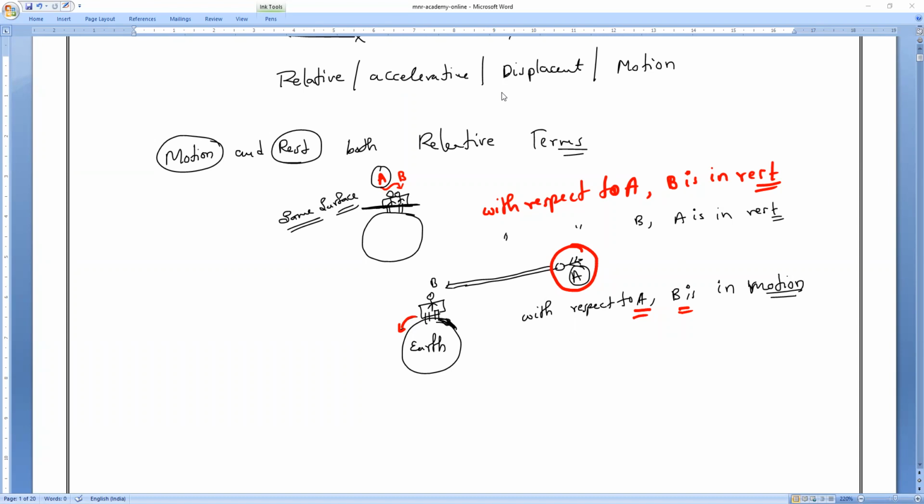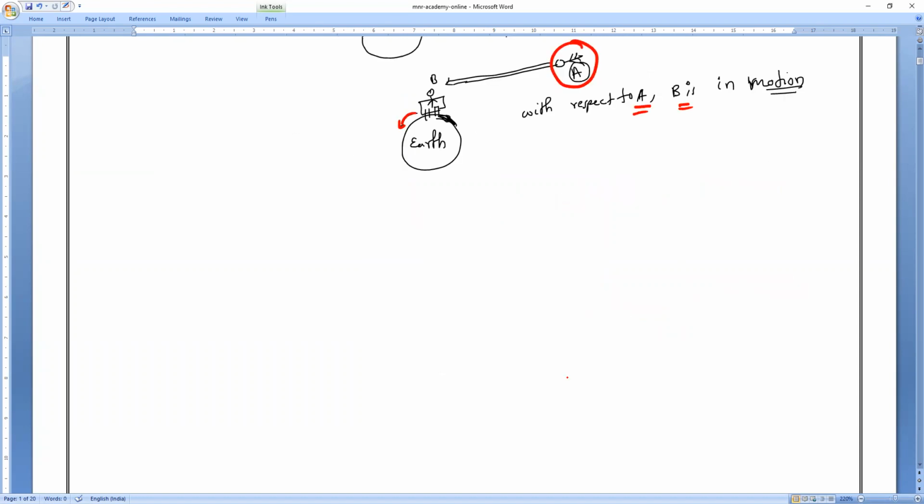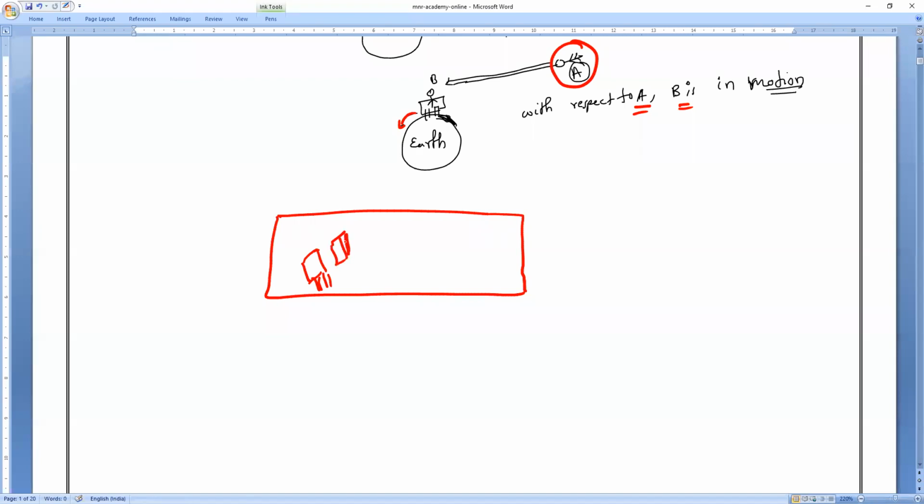Okay. So now let us take one more example so that you all understand. Let me take a train. Now, for example, two persons are sitting in the same train and the same compartment, both sitting side by side. Let me take this boy as A and this boy as B. Now you tell me, with respect to A, B is in a state of rest or state of motion?